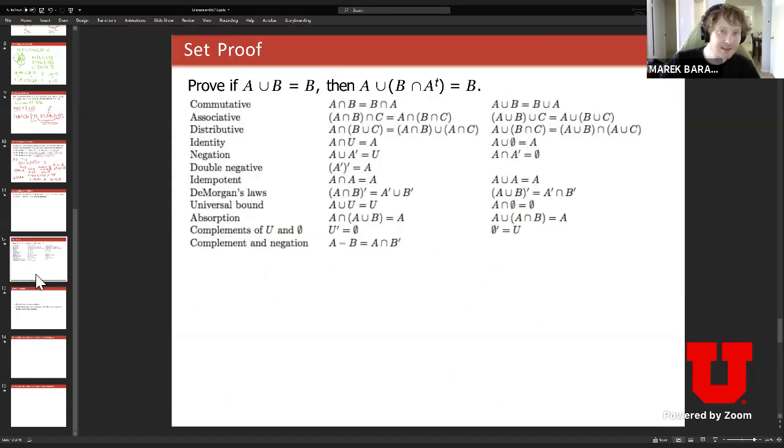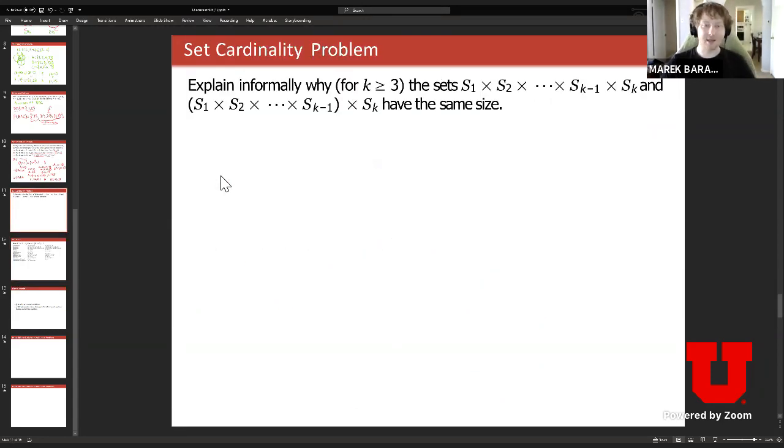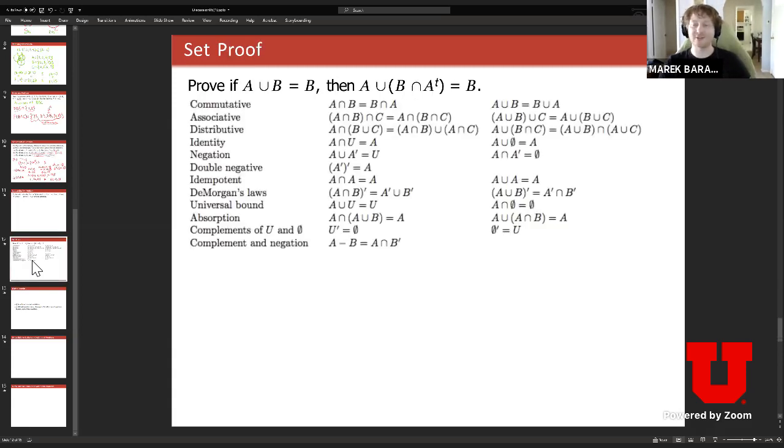Let me look ahead. Okay, I'll let you do this set cardinality on your own. To show that these questions are false, just give a counterexample and we'll show that it's false. So for this one, we have that if A union B is equal to B, then A union B, unioned with B intersected with A complement is also equal to B.